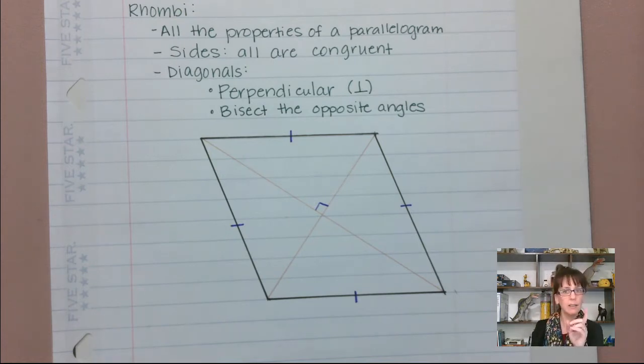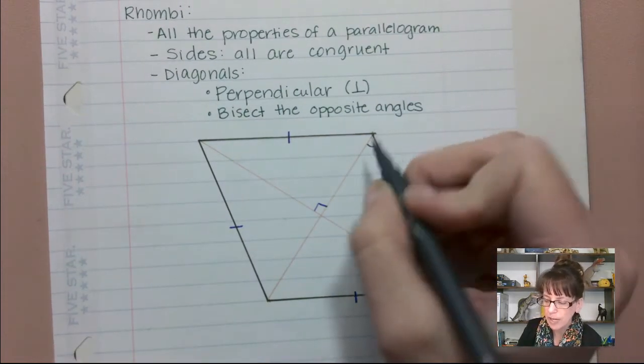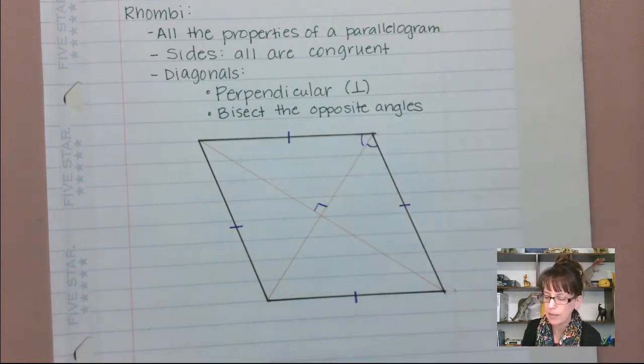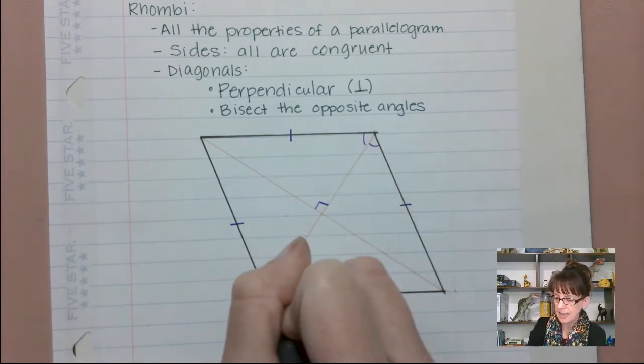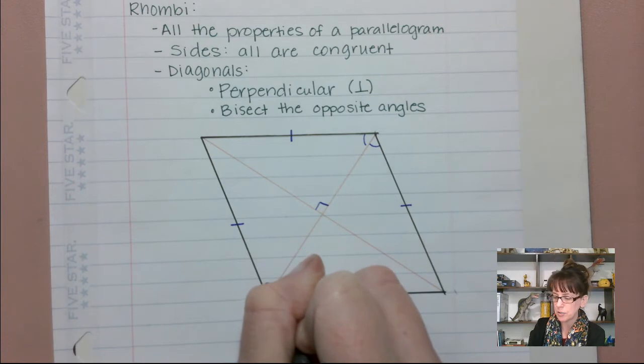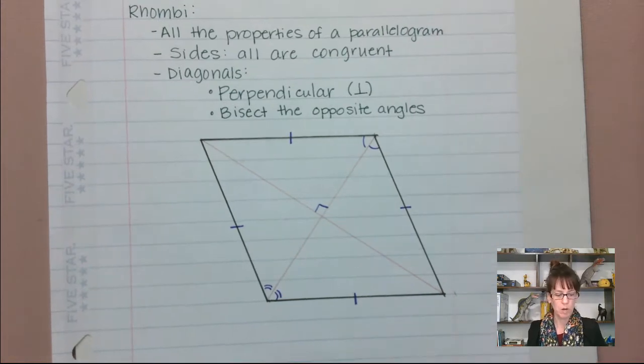Then the other thing is the diagonals bisect the opposite angles. So unlike a rectangle, we talked in a previous video about rectangles, even though the rectangles have 90-degree angles, the diagonals don't bisect them. They're not 45-degree angles. But in this case, they absolutely do. So we don't know that they're 90 degrees, but we do know that they are congruent to each other. So this one is going to be congruent to this, and this one is going to be congruent to this one right in there. And those are the properties of your rhombus or rhombi.